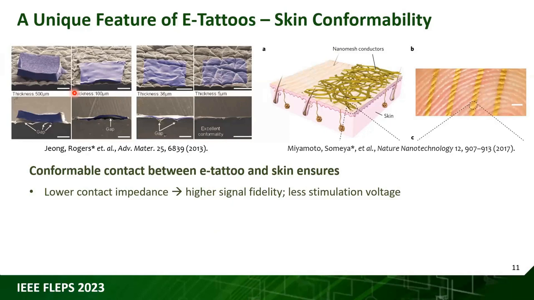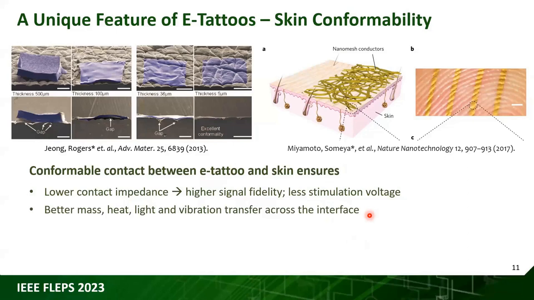If you have just an Apple Watch sitting on your skin, microscopically, it's actually only making limited point contacts with the skin. And this conformability really sets apart e-tattoos from other wearables, because this large contact area ensures low contact impedance if it's a conductor. And that low contact impedance ensures better signal fidelity, especially the electrophysiological signal fidelity. And also, if you want to deliver some voltage to do electrotactile stimulation or just thermal stimulation, we just need less stimulation voltage.